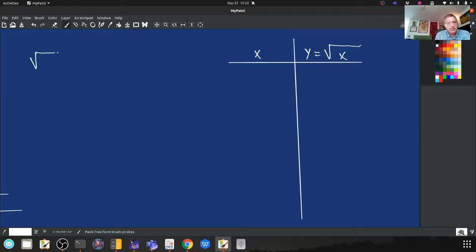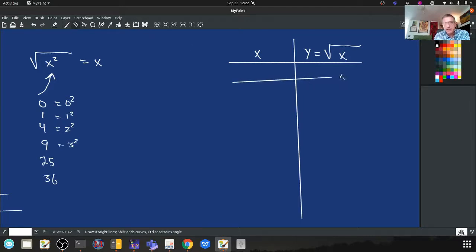Because the square root of any number x squared is equal to x. So if my input number is a number like 0 or 1 or 4 or 9 or 25 or 36, which is 0 squared, which is 1 squared, which is 2 squared, which is 3 squared, etc., then our output value is going to be a whole number. And that's exactly what we want to do, but we have to also do one other thing.